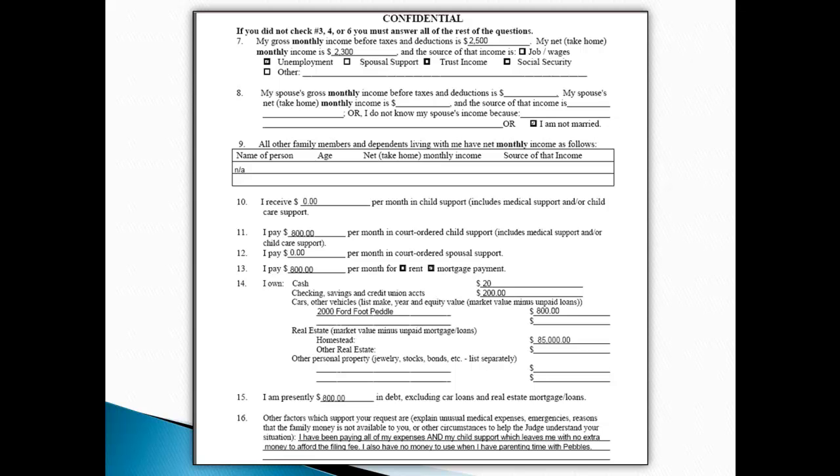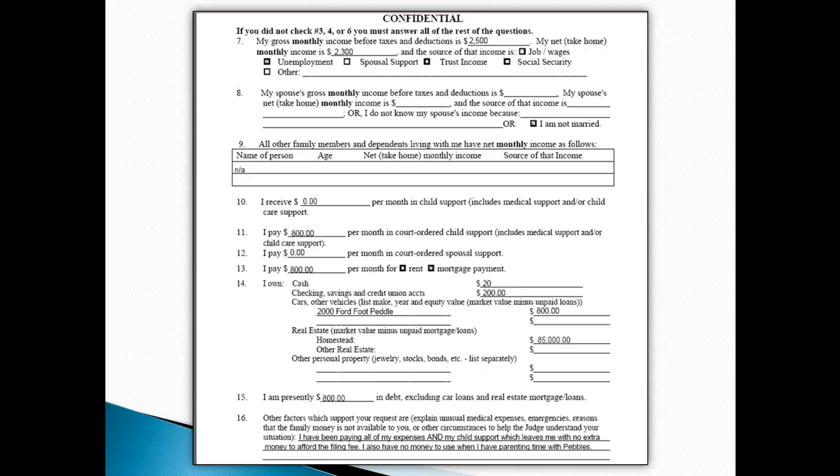List all of the family members and dependents living with you on question 9. List their name, age, net monthly income, and source of that income. If you do not live with any other family members or have no dependents, then write NA in the space provided.